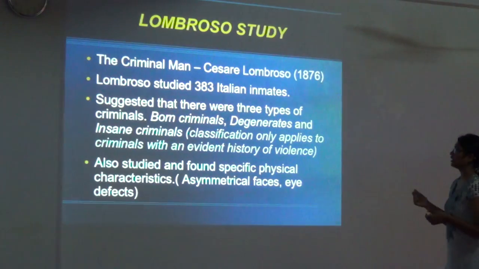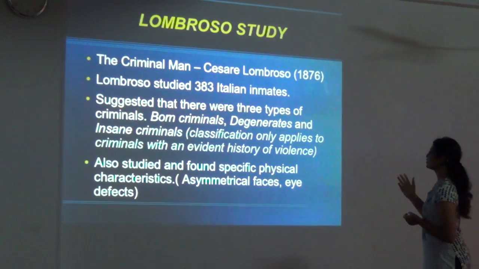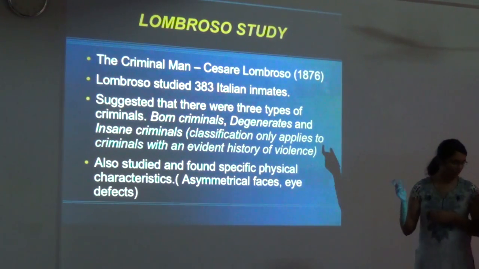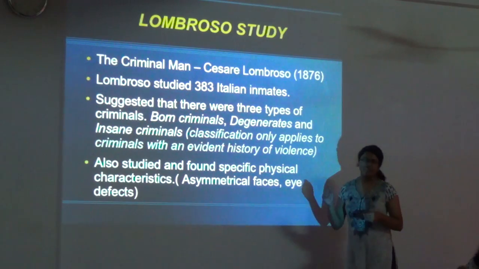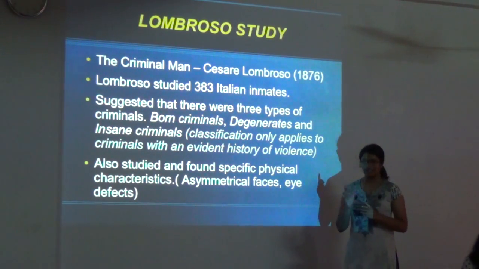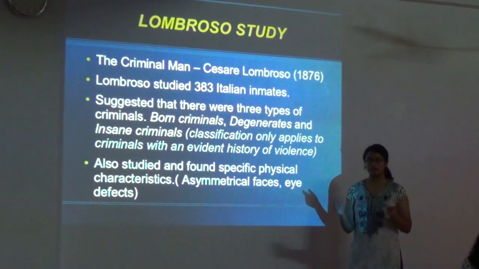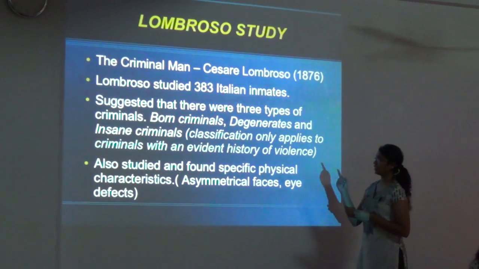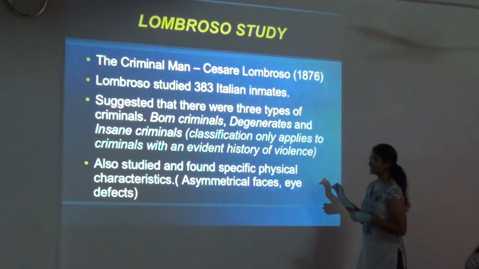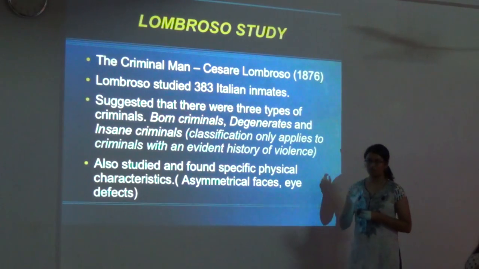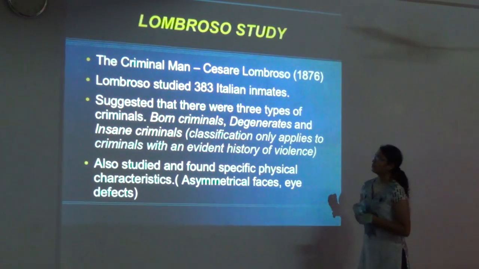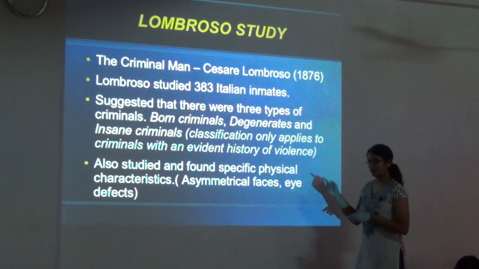Next is the Lombroso study. Cesare Lombroso, the French pronunciation, wrote a book called Criminal Man in 1876, where he studied 383 Italian inmates over a period of 1 year. And then he divided them into three categories: the born criminals, the degenerates, and the insane criminals. Now, these categorizations only apply if the criminal has an evident history of crime. So if they've been committing a crime over a period of time, otherwise it doesn't apply if it's a one-time crime. He's also known as the father of criminal psychology based on his findings.